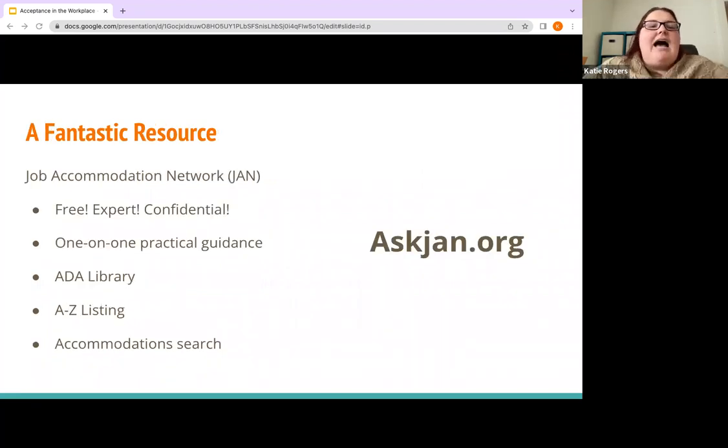And one fantastic resource that I have found in my research is called the Job Accommodation Network. Now, I have an Aunt Jan, and she thought that askjan.org was the most fantastic thing. So that's an easy way to remember the website, askjan.org. And it's the leading source of free, expert, and confidential guidance on job accommodations and disability employment issues. So it serves customers across the US and around the world and has been doing so for more than 35 years.